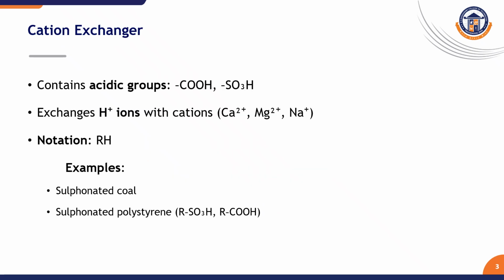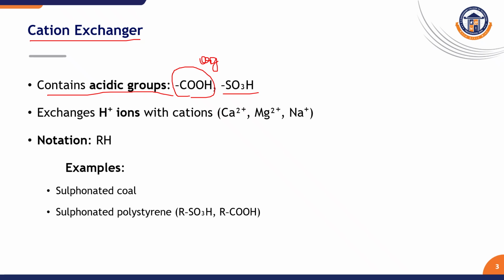Let me move on to the cation exchanger. What are the properties of the cation exchanger resin? It contains acidic groups. What is the acidic group? This is COOH, an organic acidic group. And this one is SO3H, this is sulfonic acid, an inorganic acid. So it contains these acidic groups, either organic groups or inorganic groups.